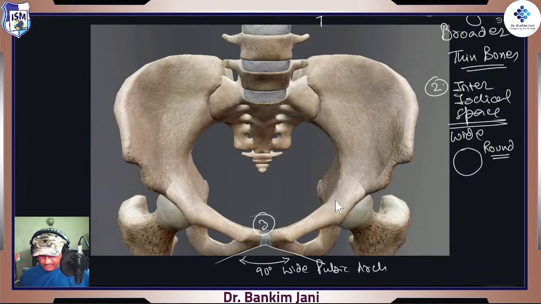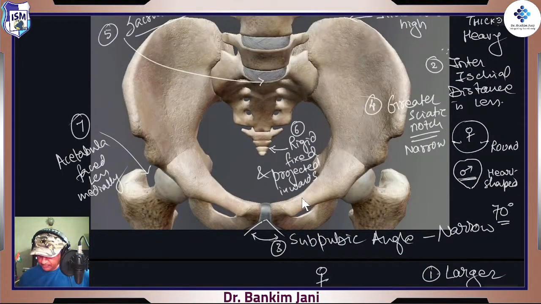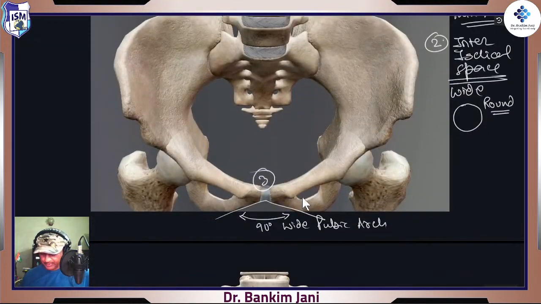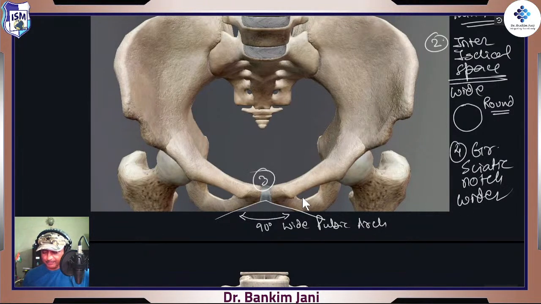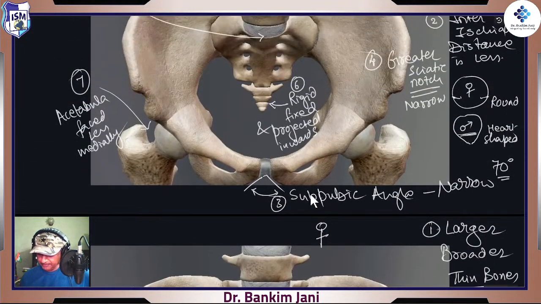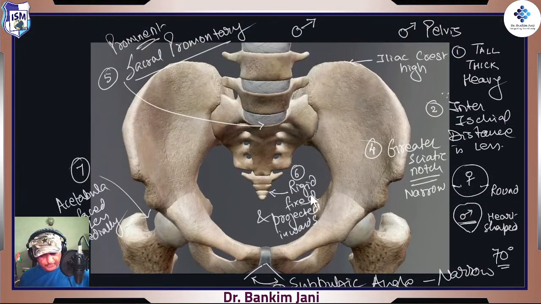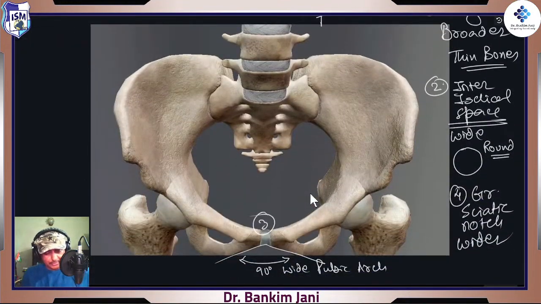What was our fourth point? Our fourth point, greater sciatic notch, right? Okay, so here the greater sciatic notch would be wider. That was the fourth point. The fifth point was the sacral promontory, right? So the fifth point was the sacral promontory.